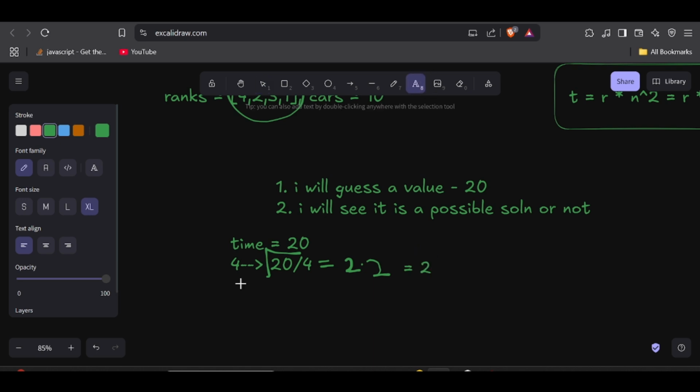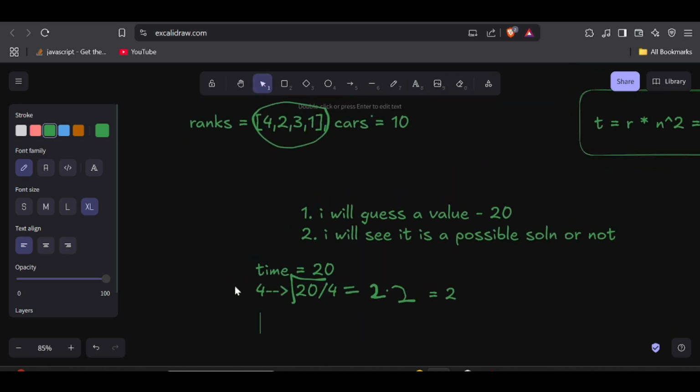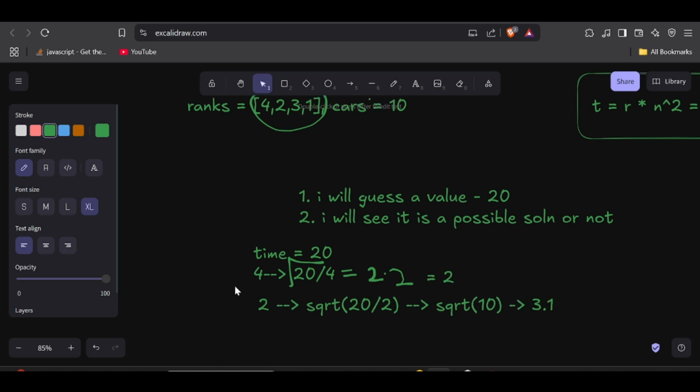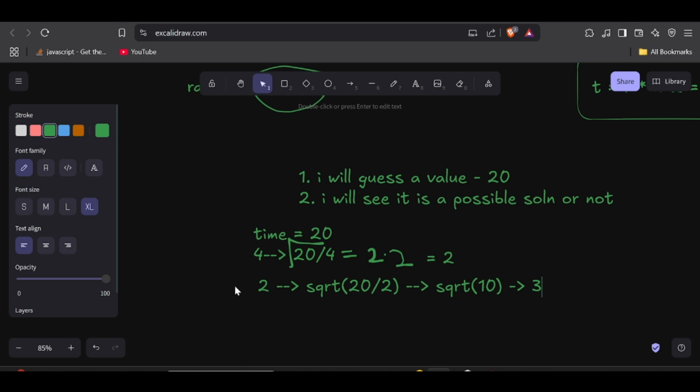Next, the next element is 2. Okay, so the square root of 20 divided by 2 will be equal to the square root of 10. What is the square root of 10? It is around 3.1, and that is almost equal to 3.